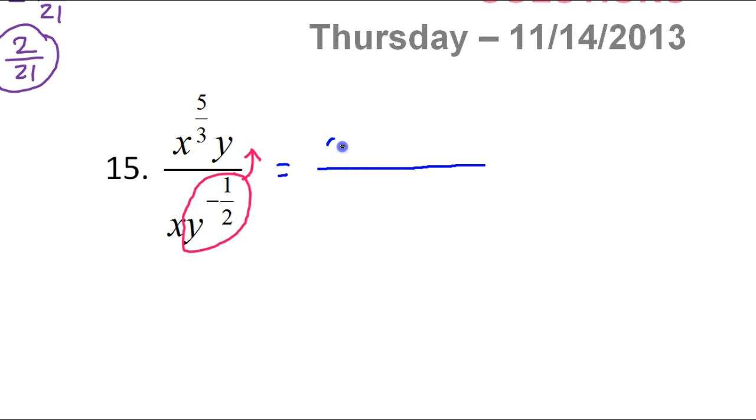Alright, so I still have x to the 5/3 power, and I still have y sitting there, and I still have this x down here, but now this y to the 1/2 power is moving up, so I have y to the 1/2 power. So basically, just do the x's and the y's as almost like two separate problems.